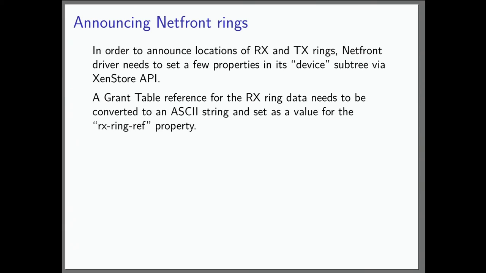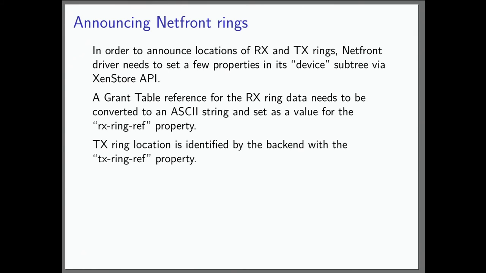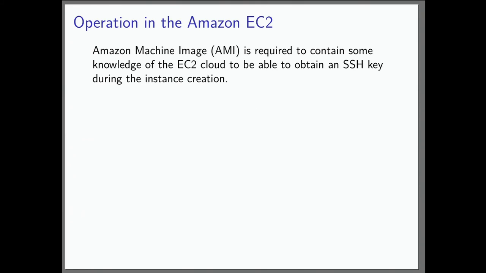Once you set up those rings, the way you announce them is that you create a reference for the ring itself, a separate grant table entry. You take that reference number, convert it to a string, and send it over XenStore to the hypervisor as the value of the RX ring reference property. Same for TX. So that is basically all that the paravirtualized NetFront driver needs to do.